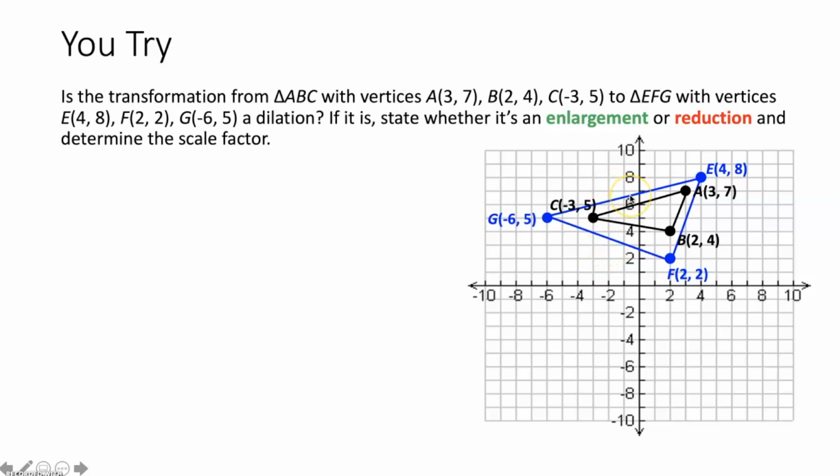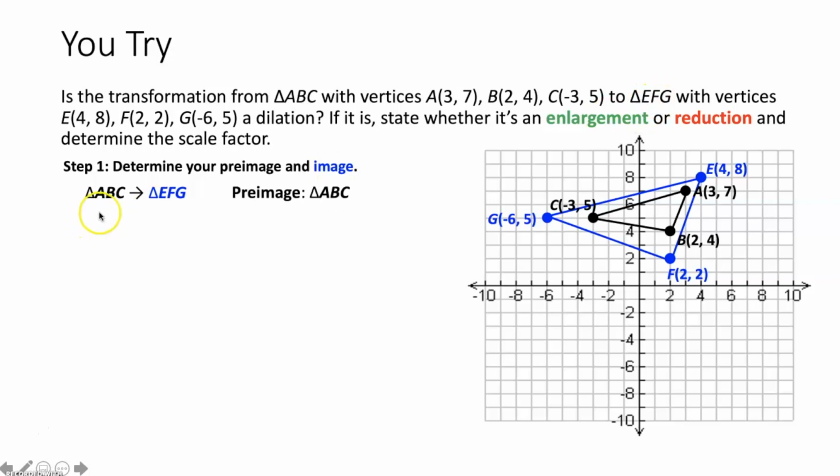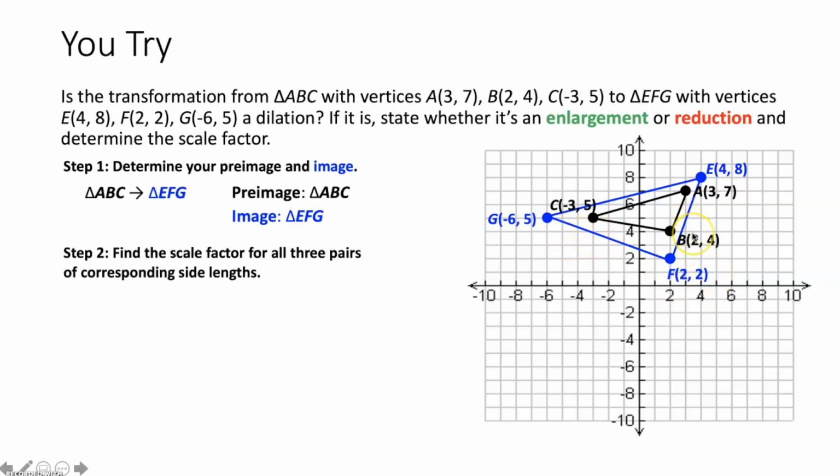To do that, we need to first determine which of these is our pre-image and which of them is our image. Well, we're going from triangle ABC to triangle EFG, meaning triangle ABC should be our pre-image and triangle EFG should be our image. Next, we need to find the scale factor for all 3 pairs of corresponding side lengths and see if they come out equal. So you can start by finding the scale factor for any pair of corresponding side lengths that you want. I'm going to start with segment AB and segment EF.